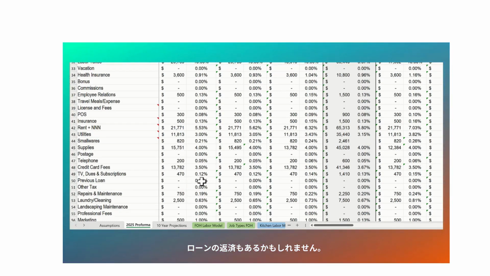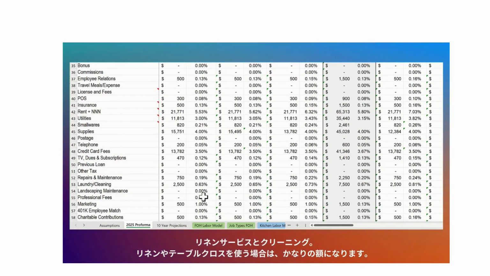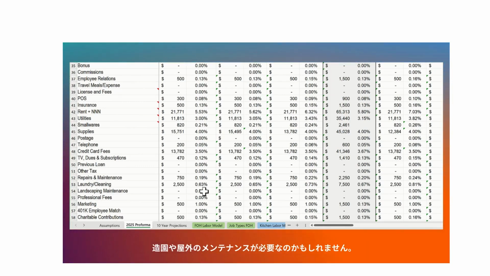If we have a loan that we need to be paying off, we have any other taxes that are specific to your area. We have repairs and maintenance. Laundry and cleaning. This can be a significant number if you're using linens and tablecloths and you're working with a linen service. If you require landscaping maintenance, it's outside of your CAM charges. That would go under here.